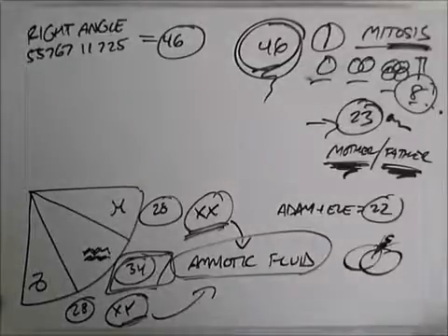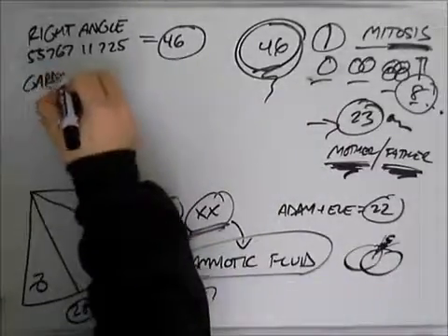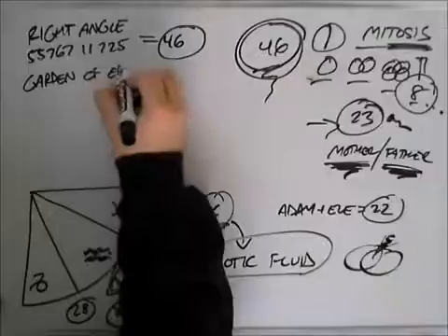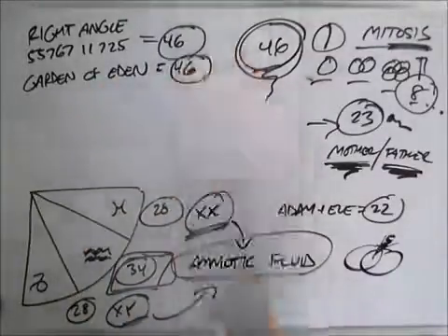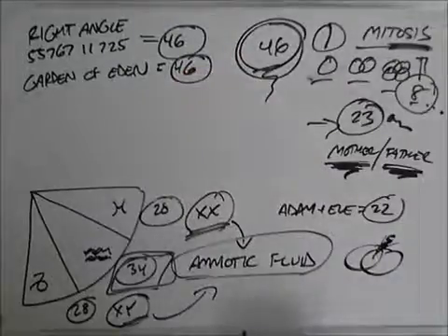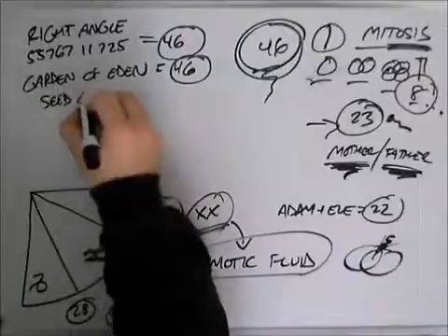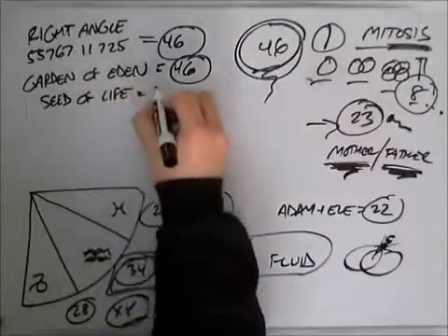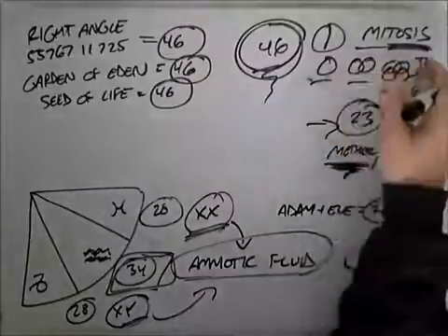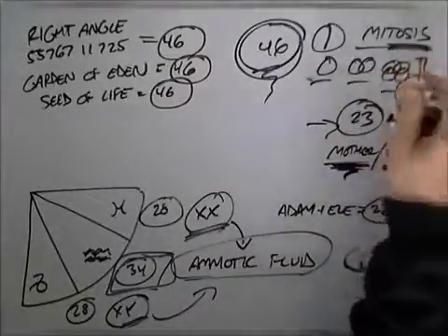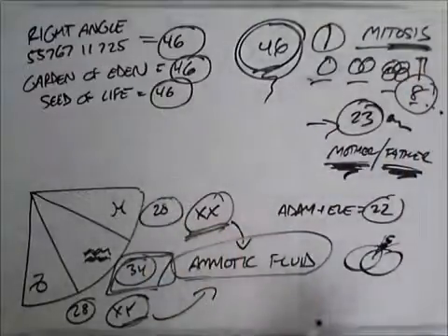Where are we? Where were Adam and Eve? Well, they were in the Garden of Eden. Garden of Eden. You can do this yourself. Pause it. Garden of Eden equals 46. What is this? This is the sacred geometrical seed of life, equals 46. The seed of life even kind of mimics the breaking up of mitosis, the doubling pattern, which is interesting. You can see that. And I have that in my first volume.